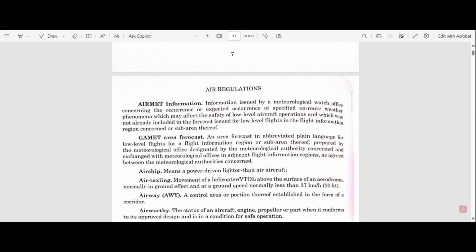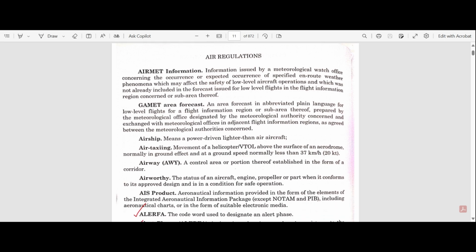Then is air taxiing. It is the movement. Okay, so it is related to helicopter, so we do not need to do it. Then is airway. Airway is basically a controlled area or the portion which is in the form of corridor. It is in air only.